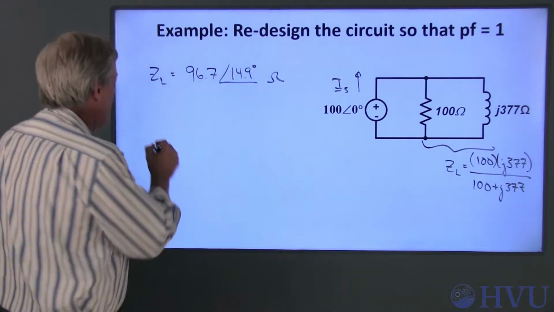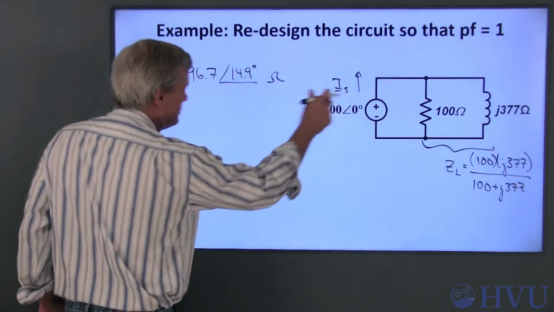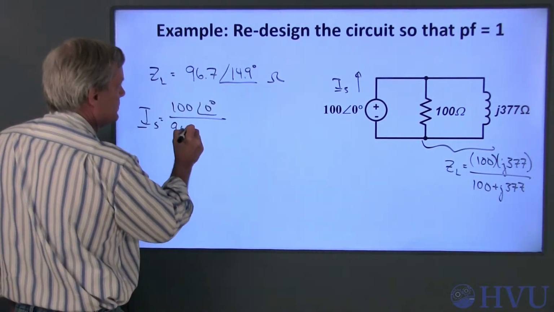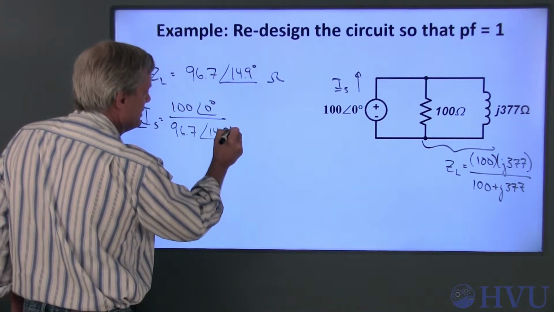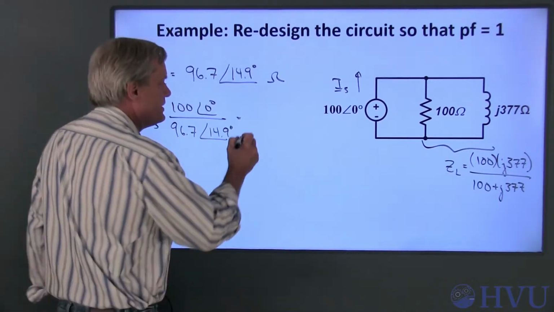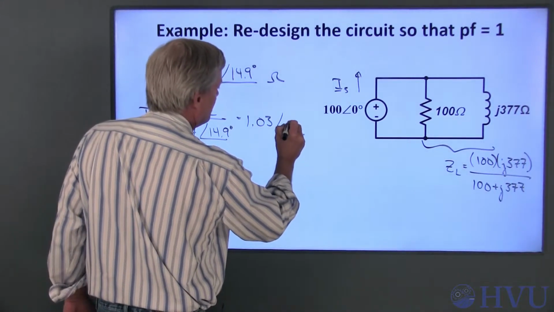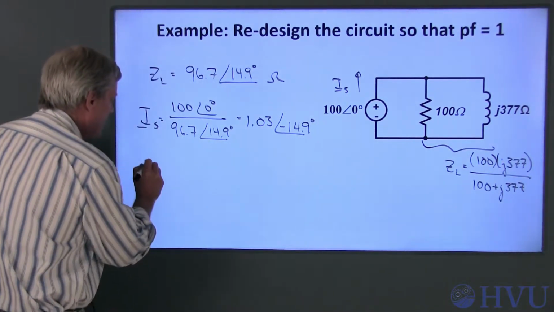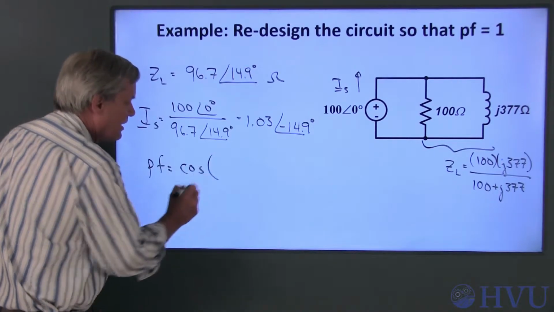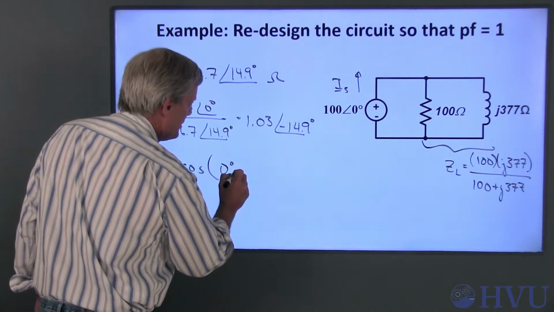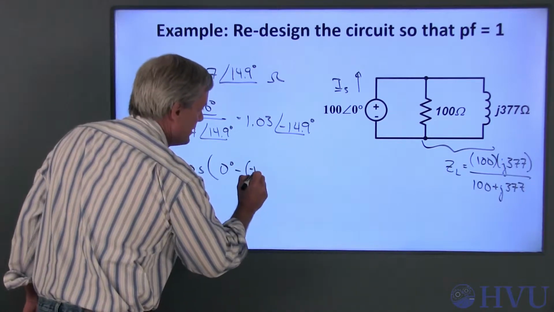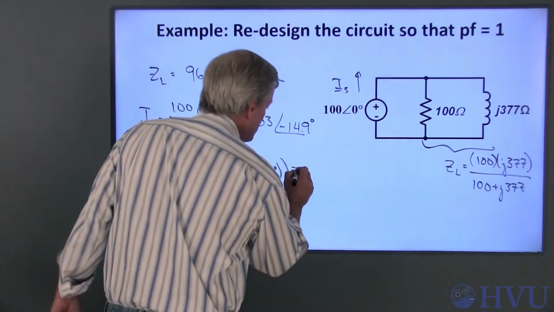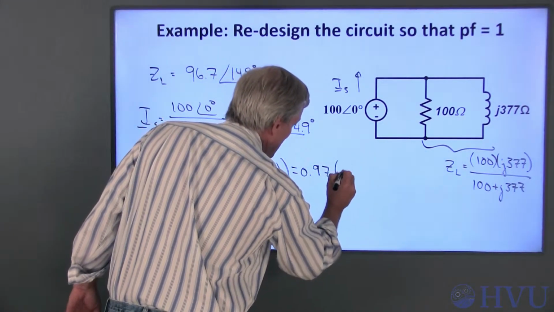The current, I sub S, is this voltage, 100 at an angle of 0 degrees, over the load impedance, 96.7 at an angle of 14.9 degrees, which turns out to be about 1.03 at an angle of minus 14.9 degrees. The power factor, PF, is just the cosine of the voltage phase angle, 0 degrees, minus the current phase angle, which is minus 14.9 degrees. That's the cosine of 14.9 degrees, which is about 0.97. This is lagging.